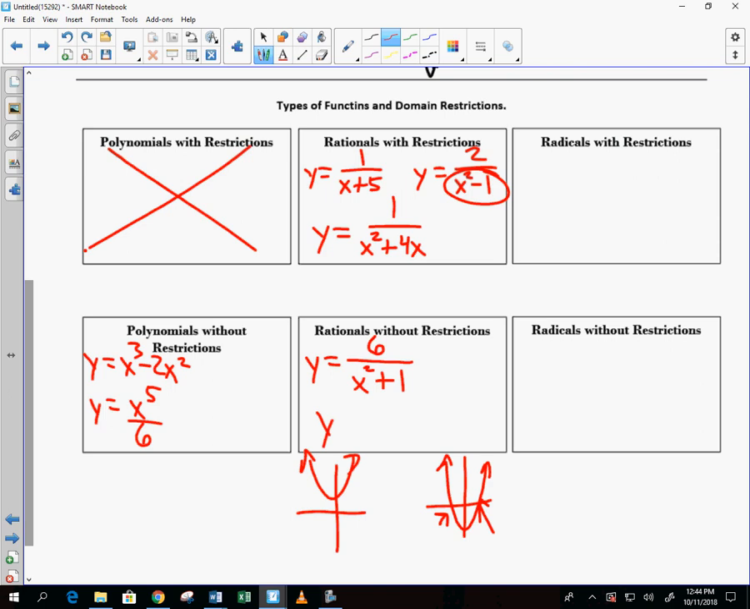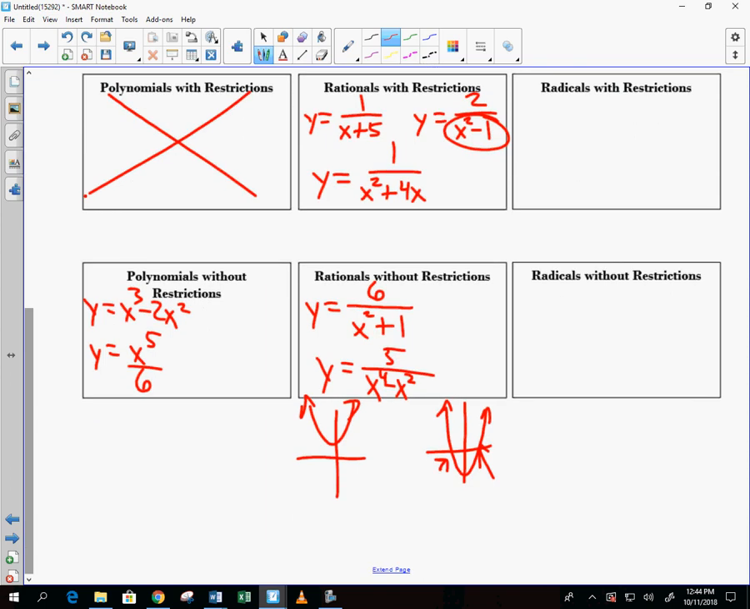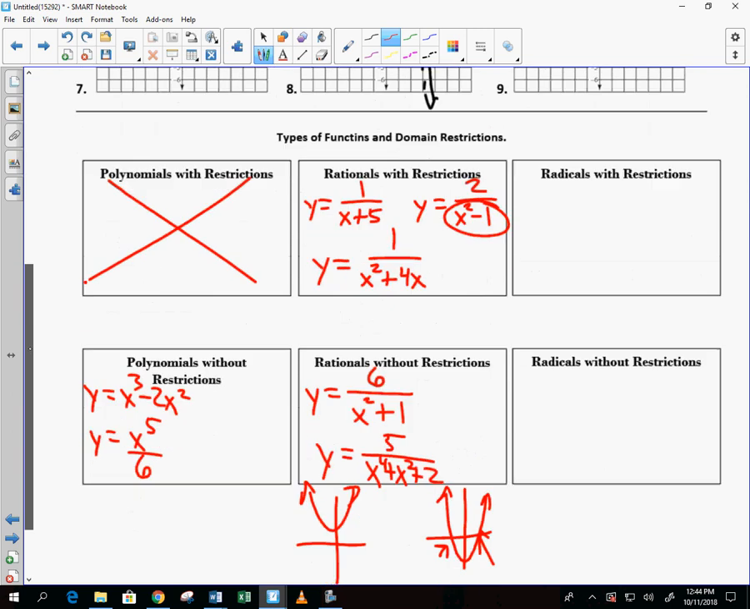Here's another one. Y is equal to 5 over x to the 4th plus x squared plus 2. If I didn't put the plus 2 on there, then 0 would have been a value that wouldn't have worked. But in this situation, x to the fourth plus x squared plus 2 is definitely always going to be positive, okay?